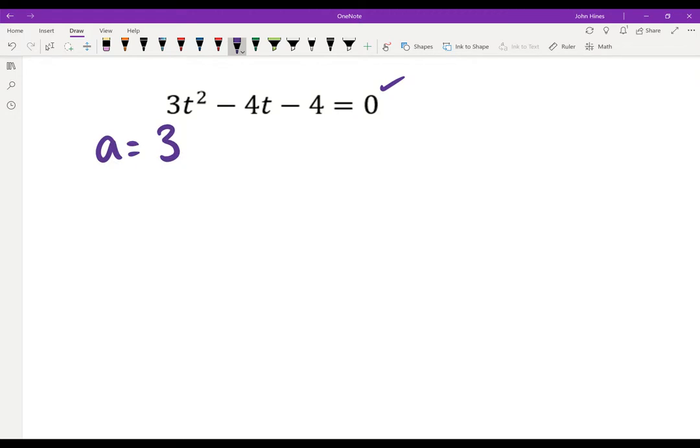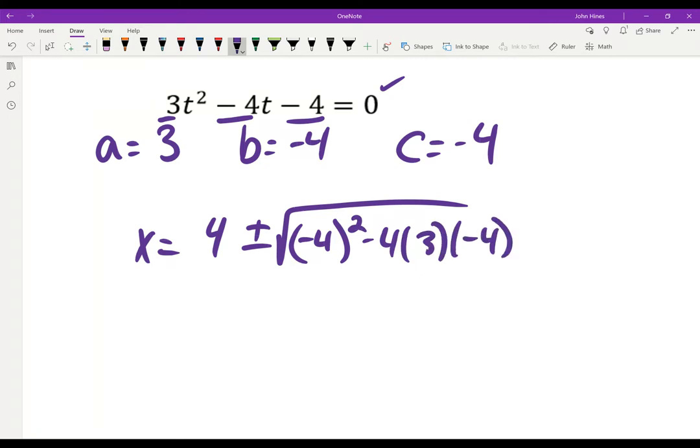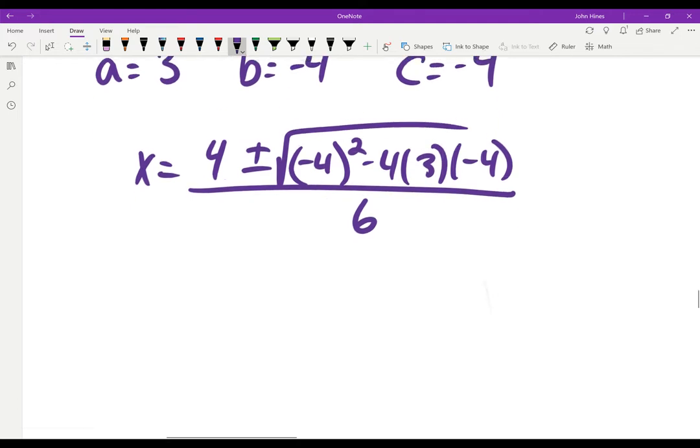So give me an A, 3. Give me a B, -4. Give me a C, -4. I pick those numbers off from the equation. It's not fun without having you guys in class to yell these at me, but that's okay. We can do it from home still. So x equals the opposite of b plus or minus the square root of b squared minus 4ac all over 2a. I like to do that little 2a part in my head. 2 times 3 is 6.